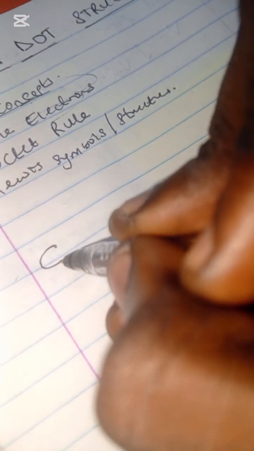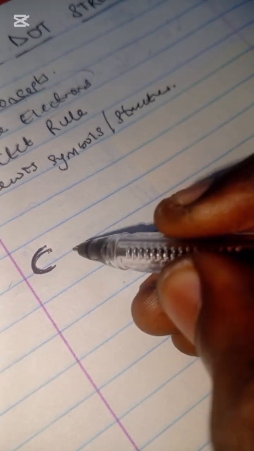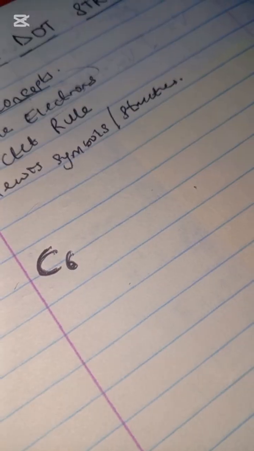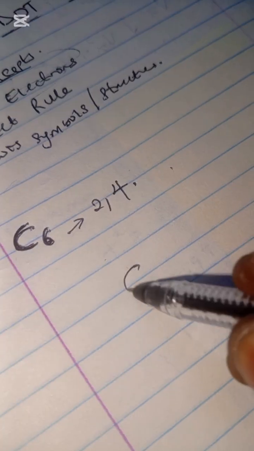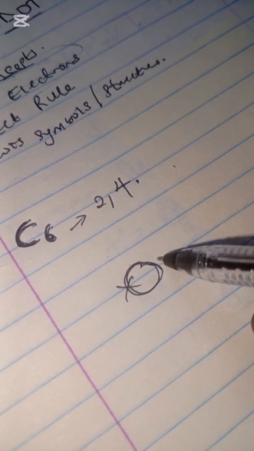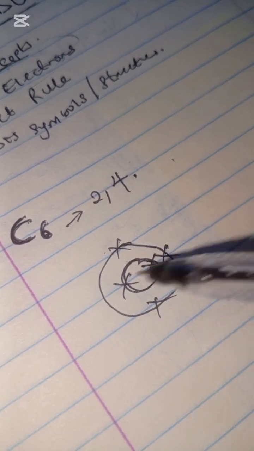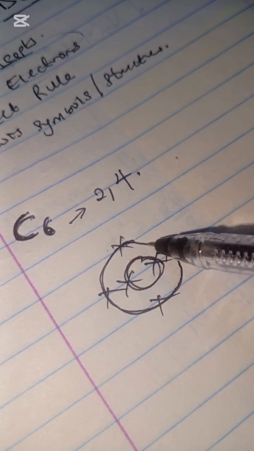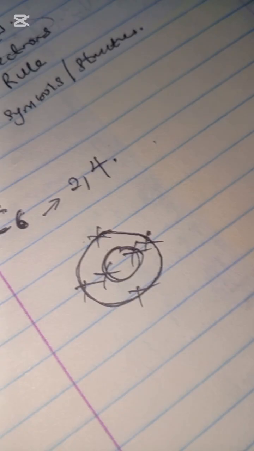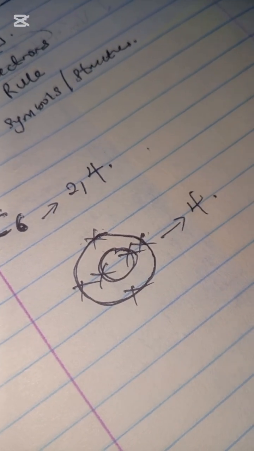Let's take carbon for example, with symbol C. Carbon has an atomic number of 6, so writing it, that would be 2,4. Let's draw the shell of carbon. We have 2, then 4: 1, 2, 3, 4. So this is the outermost shell. The number of electrons in the outermost shell is how many? 1, 2, 3, 4. So the valence electron of carbon is 4.